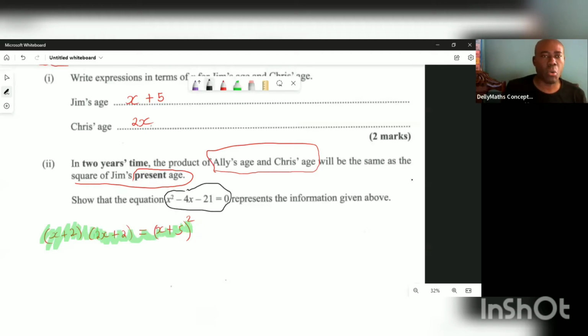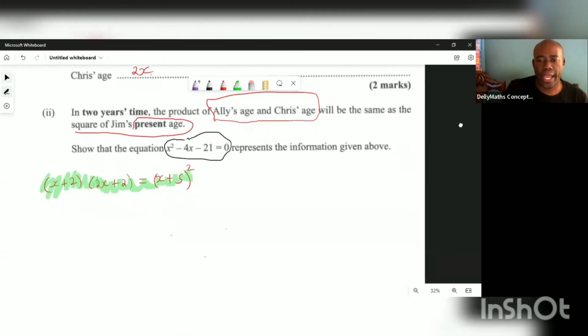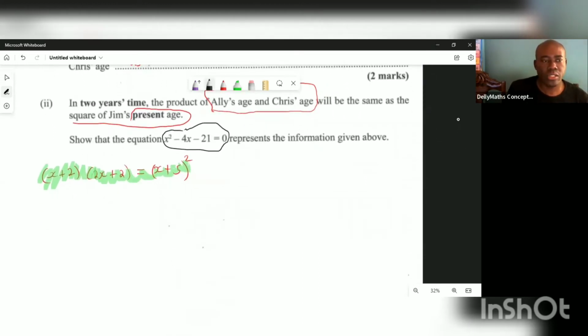What we want to do is work ourselves out by applying ordinary skills. We're going to multiply the left side. The left side says x plus 2 times 2x plus 2. So I'm multiplying two binomials, and that is going to equal x plus 5 times x plus 5.